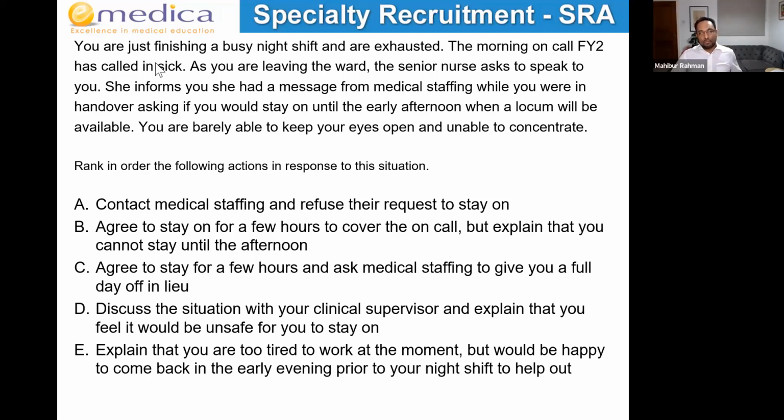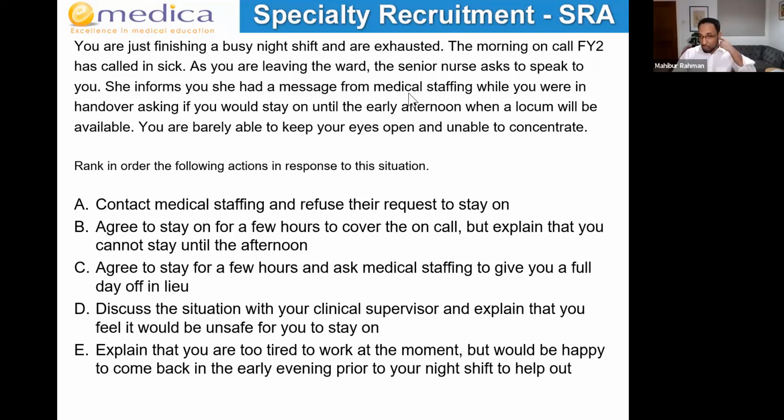Right, so you're just finishing, and when you're doing this in the exam, try to picture the scene. Now it's on computer. You haven't got pencil and paper to underline things, but in your mind, try to picture the scene. And then for each option, think about the possible outcome, try to visualize it. It will really help. So, just finishing a busy night shift and you're exhausted, okay? There are night shifts where you'll be tired, but you're exhausted. Morning on-call doctor's called in sick. As you're leaving the ward, the senior nurse says, look, we haven't got someone.